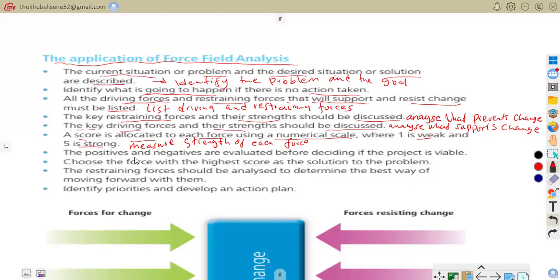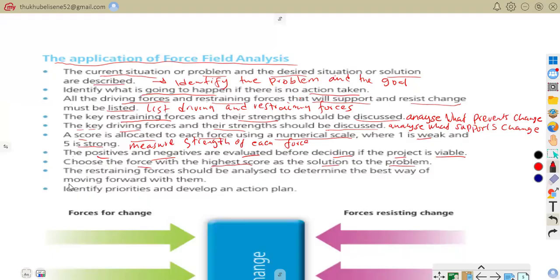So it says again, the positives and negatives are evaluated before deciding if the project is viable. So you evaluate the positives and the negatives. You compare advantages as well as disadvantages before deciding if the project is viable. Choose the force with the highest score as the solution to the problem. So you choose the strongest force as the solution. You focus on the most powerful factor.